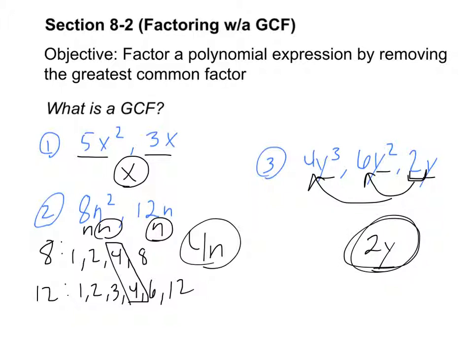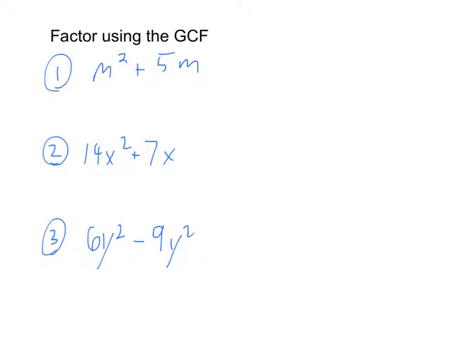Alright, let's move on to factoring. Factor using the GCF. What we will actually start doing here is taking that greatest common factor and dividing it out of an expression. So what's that look like? Take a look at number 1. We have m squared plus 5m. The directions are factor using the GCF. Well, first things first, you have to find the GCF. What's the GCF of m squared and 5m? Well, this term has 2 m's in it, and this one has 1 m, so the only thing in common is 1m.